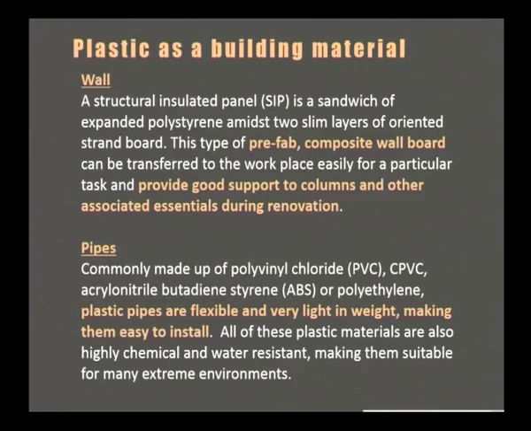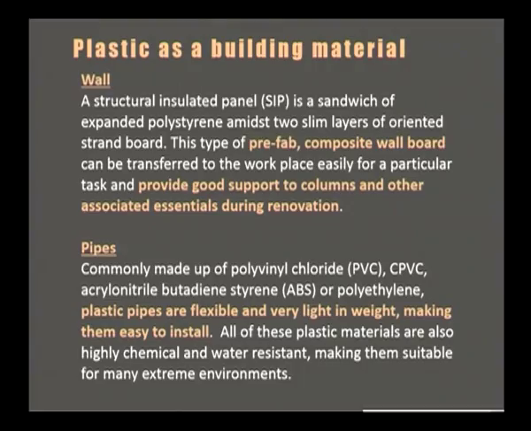So pipes, today buildings utilize a lot of PVC pipes and PVC tiles and PVC finishes in place of metal pipes. Pipes are a very common area of use for plastics, commonly made of PVC, CPVC, ABS or polyethylene. Plastic pipes are flexible and very light in weight, making them easy to install. So apart from being easily available and flexible, it is also easy to install.